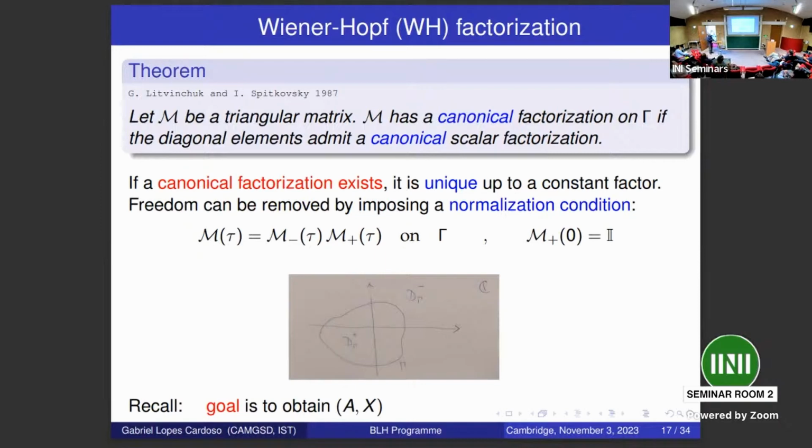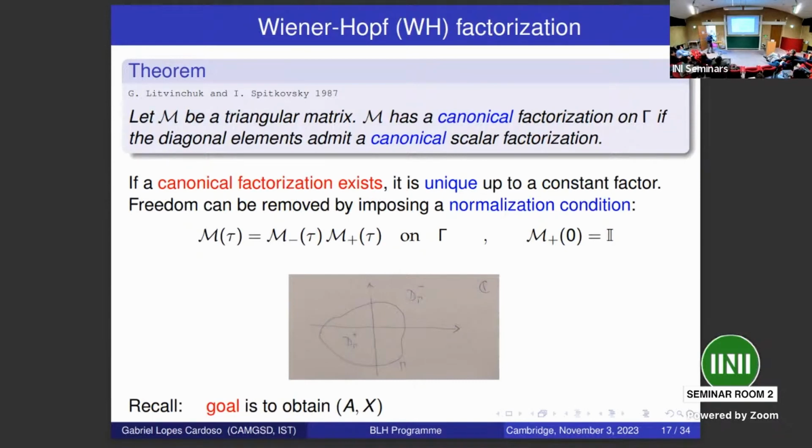So curly M is the matrix I give you, defined on the contour gamma. M minus is a matrix that is analytic and bounded in the exterior of gamma. M plus is a matrix that is analytic and bounded in the interior of gamma, and these are the limiting values of M minus and M plus as I approach gamma in a non-tangential way. Now, M plus is bounded and analytic at tau equals 0. So you pick a normalization where M plus at the origin is the identity matrix. And that's a canonical factorization of M, assuming that M has a canonical factorization.